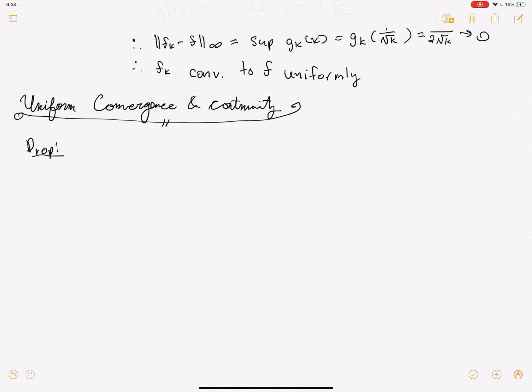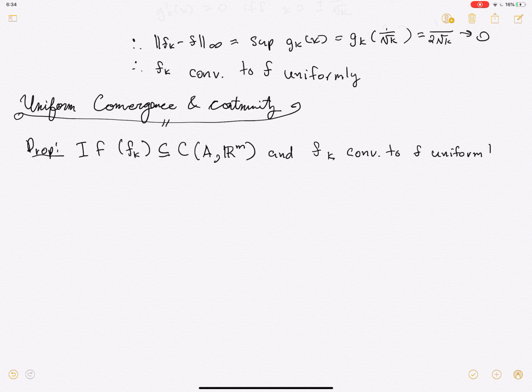So there's this proposition: if the sequence of functions is in the space of continuous functions mapping A to R^m, and f_k converges to f uniformly, then f itself is also continuous. We rewrite that. Proof.